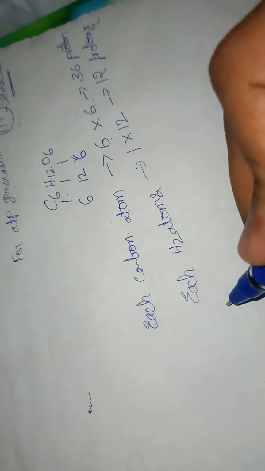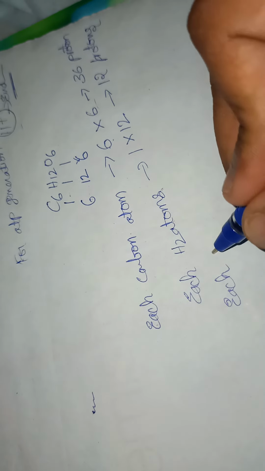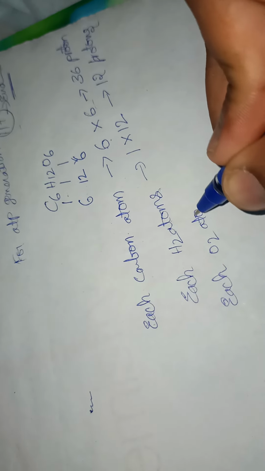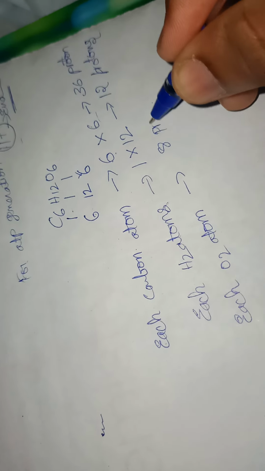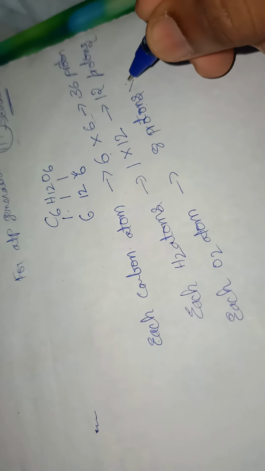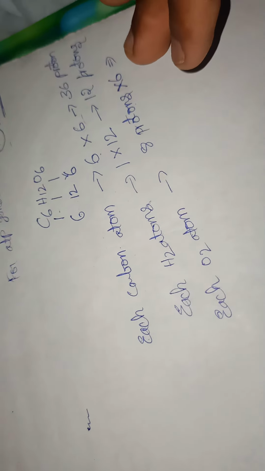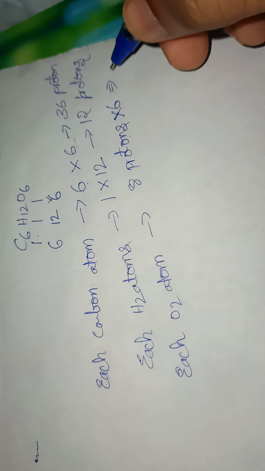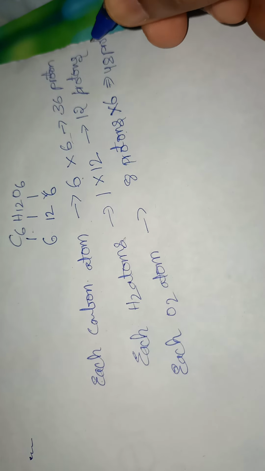So we have 6 oxygens. Each oxygen atom consists of 8 protons. So 8 into how many oxygens? 6. So that is equal to how many? 48 protons, right? 48 protons.